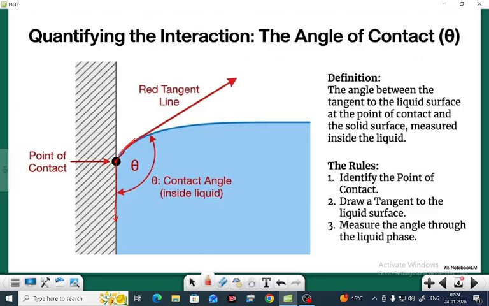But here you see the angle of contact is greater than 90 degrees. This is the case of mercury, case B. So in this way you have to find the angle of contact. Quantifying the interaction, the angle of contact. Here you see in mercury the angle of contact is always greater than 90 degrees.